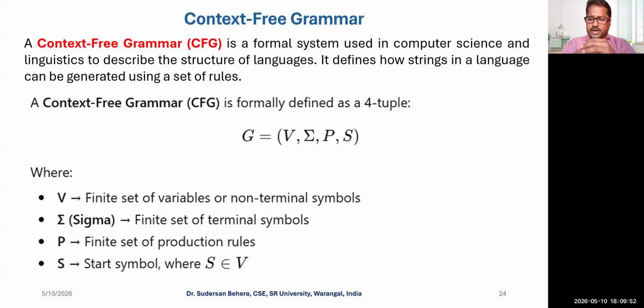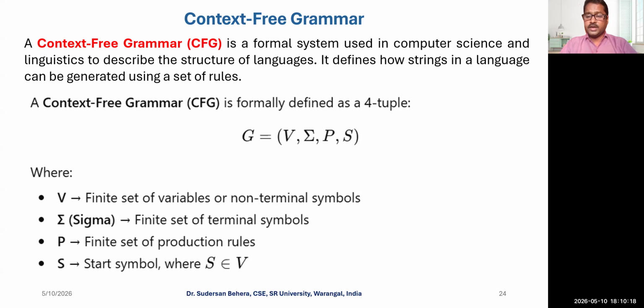A context-free grammar, in short called CFG, is formally defined as a 4-tuple. That means it has four components. G equals V, sigma, P, S. What is G? G represents the grammar.